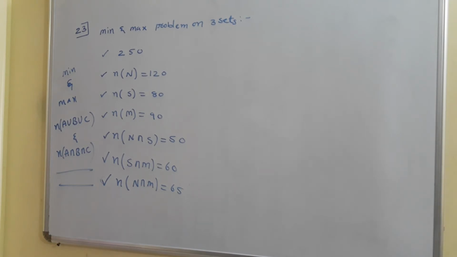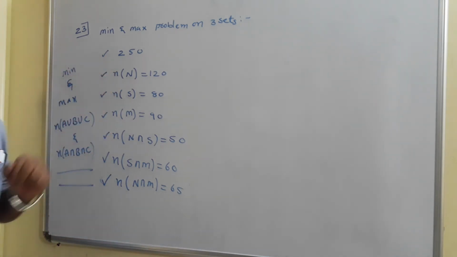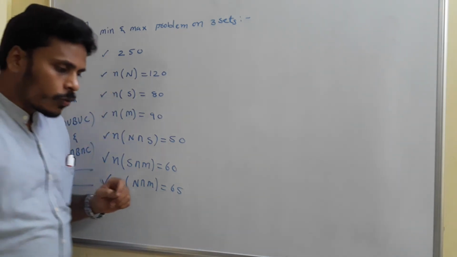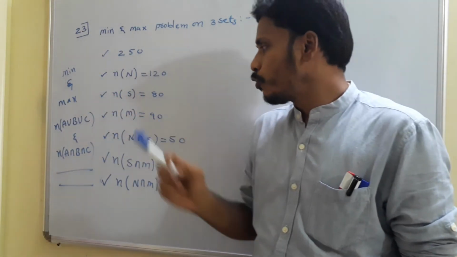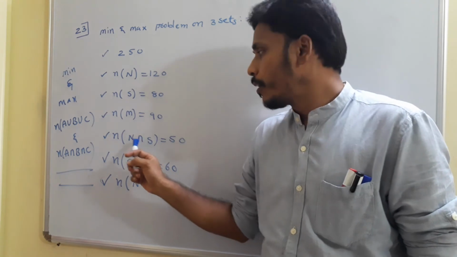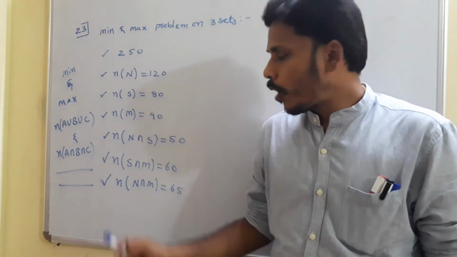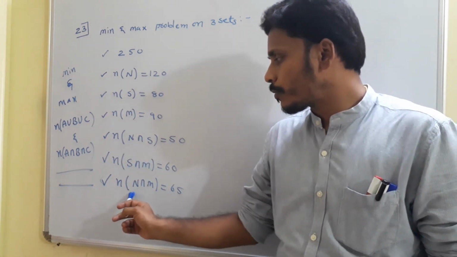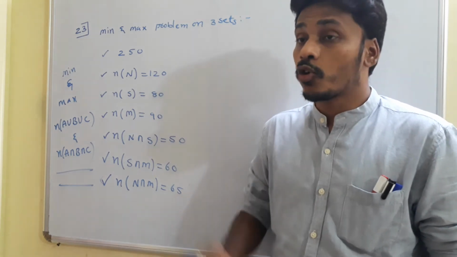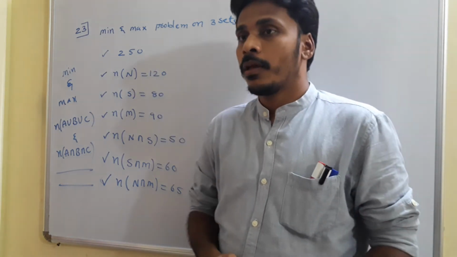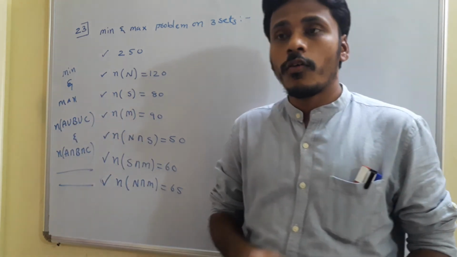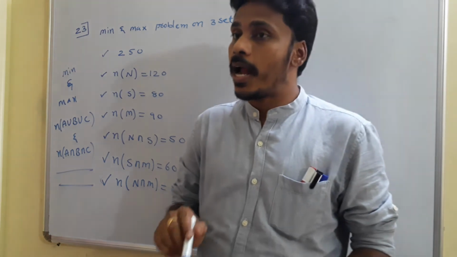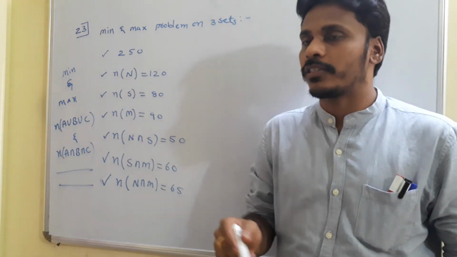Okay, look at the problem. Total number of students is 250. Number of students watching news channel is 120. Watching sports 80, watching music 90, watching sports and news channel 50. And watching sports and music 60, watching news and music 65. Total number is 250. And they are asking us to find the minimum and maximum possible values for n of A union B union C and n of A intersection B intersection C.